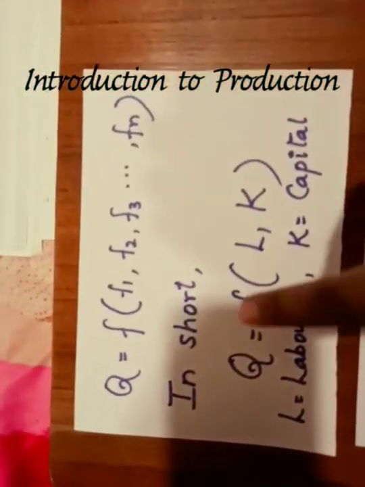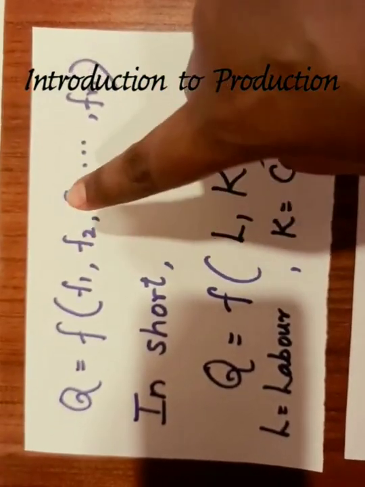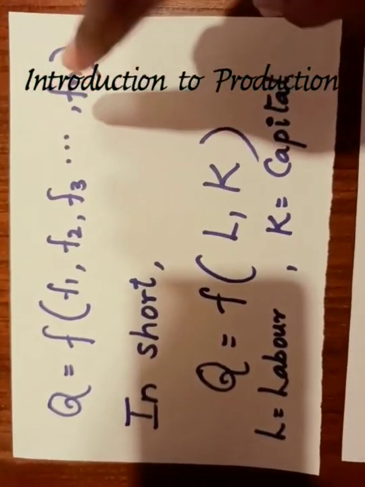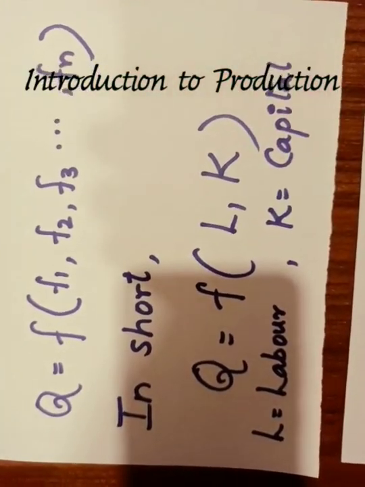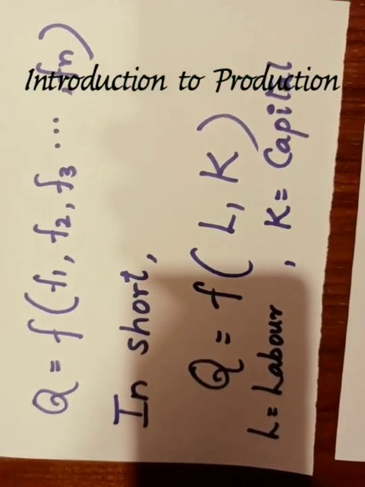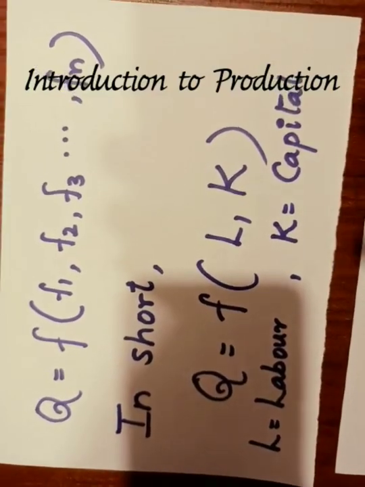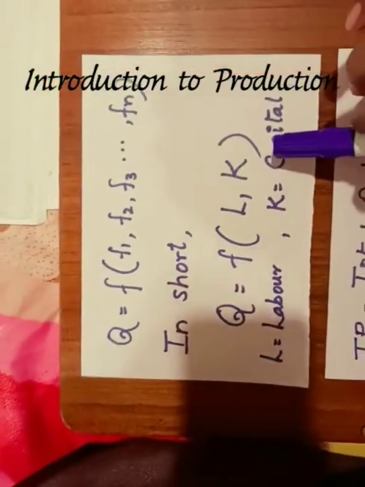So Q is equal to function of factor 1, factor 2, factor 3, etc., up to factor n. It can be raw materials, labor, capital, anything that you have to employ for a production process. But in short, all these factors will be considered as L and K. That is, output is the function of L and K. L means labor, K means capital.